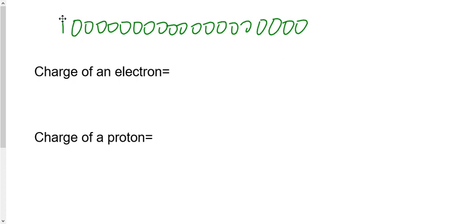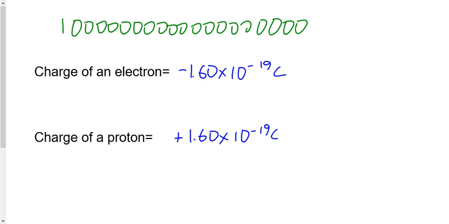The charge of an electron, knowing that it's small compared to the 1 coulomb, is exactly negative 1.60 times 10 to the minus 19 coulombs. And the charge of a proton, the mass of a proton is a lot bigger than the mass of an electron. But the charge of a proton is exactly the same as the charge of an electron, except opposite sign.